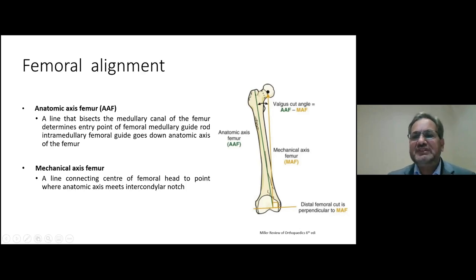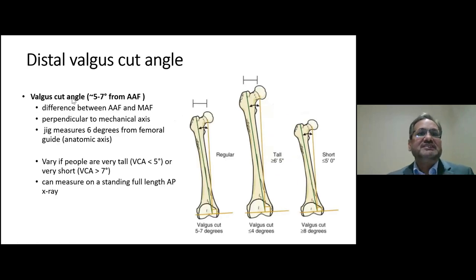So basically, we need to turn our jig 5 to 7 degrees into valgus so we can achieve the distal femoral cut, which should be perpendicular to the mechanical axis of the femur. So that's why it's important. This is called the distal valgus cut angle, basically.